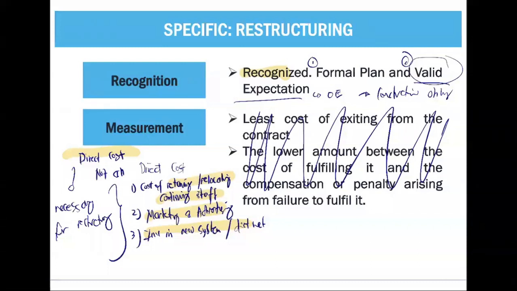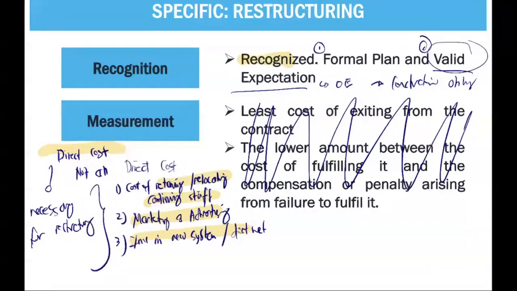Further, initial measurement, we have your reimbursements. We said that your reimbursements are not netted. It will be recognized separately as an asset once it is virtually certain. Next, we talk about your subsequent measurement as to whether it is still probable or not.